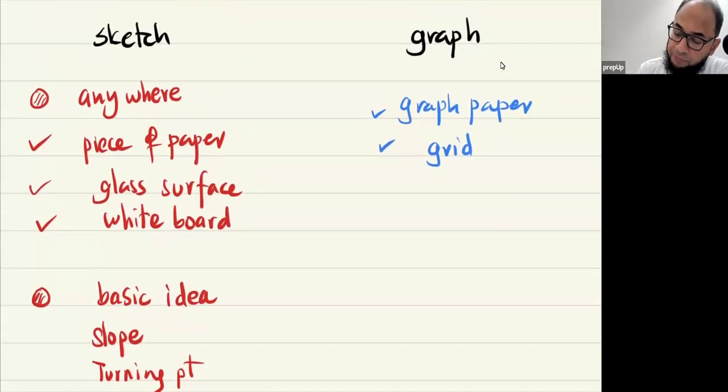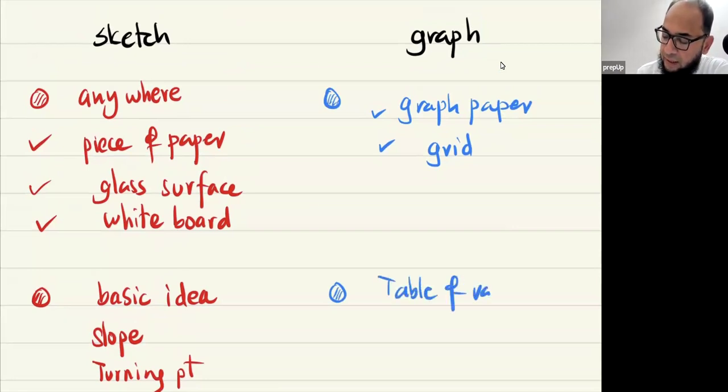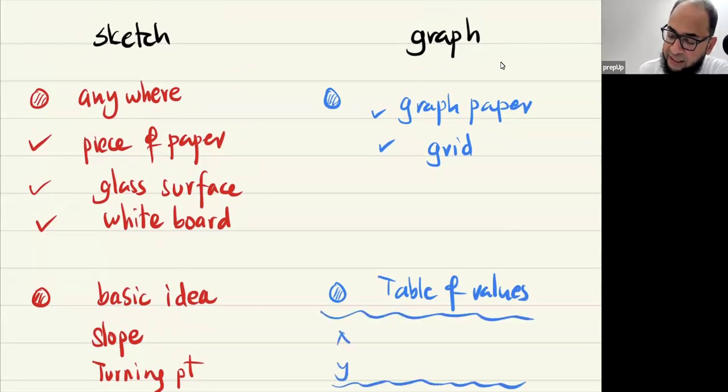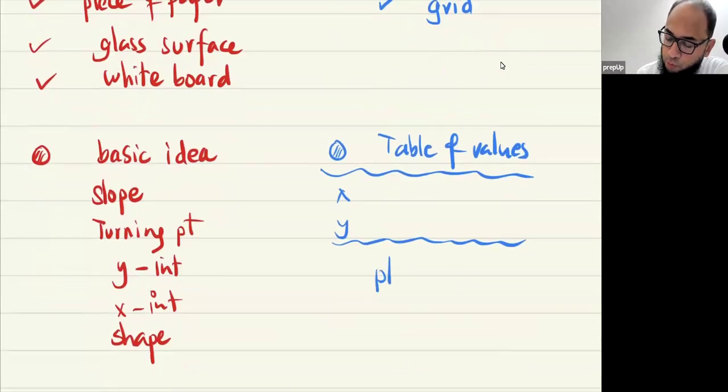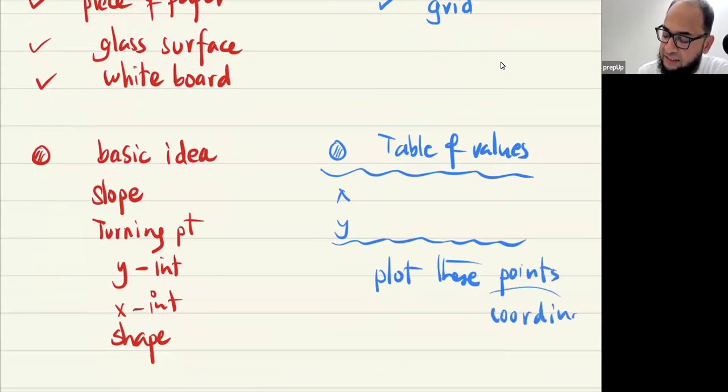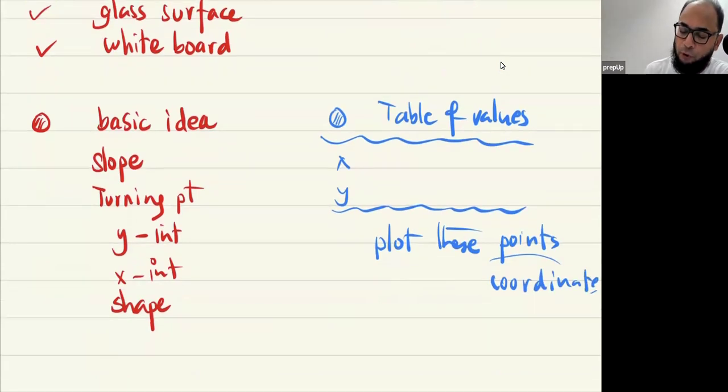What about the graph, the exact graph? For the exact graph, you need a table of values, and you need to fill in those values. This is x, this is y. You need to fill this in, and then you need to plot these points. These are called points, or coordinates. These are also called vertices. So this needs to be plotted.